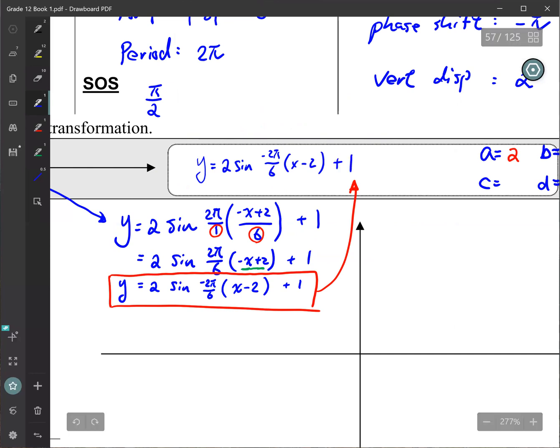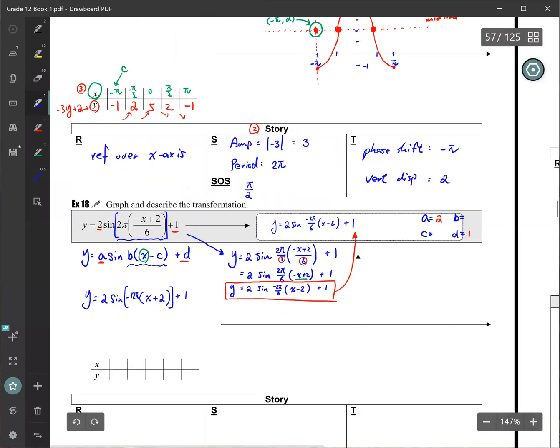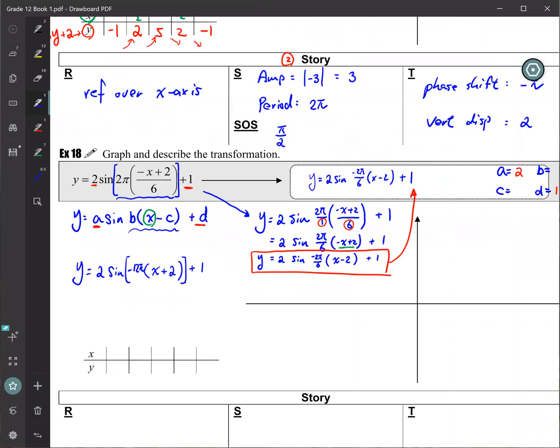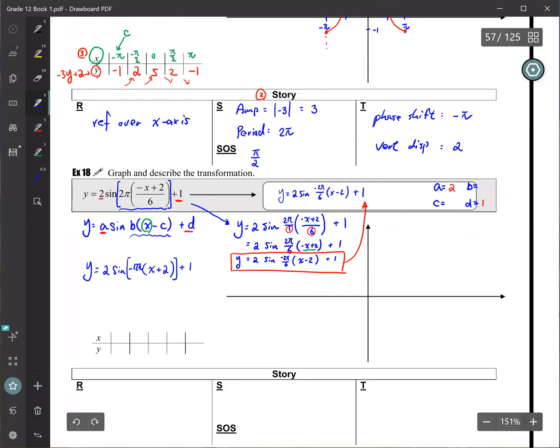Sometimes they will try to mess you up by giving you a form that looks complicated. So you need to move things around a little bit. Combine the denominator, and if the x is not clean, take out the coefficient factor. Okay, let me erase this part. We need a space for the graph.